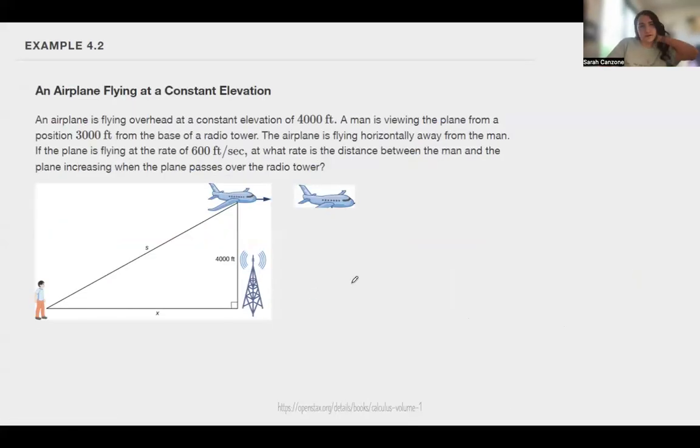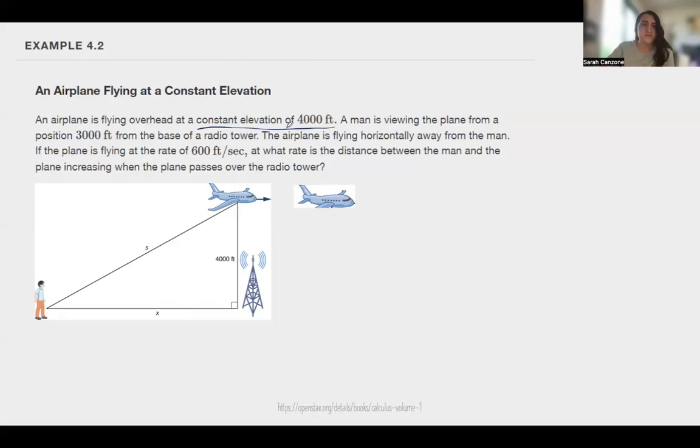All right, let's take a look at another example. We only have 3 examples for this section. So an airplane is flying overhead at a constant elevation of 4,000 feet. So I give you the drawings here. You would be expected to be able to produce the drawings on your own, given an assignment or an assessment. An airplane is flying at a constant elevation of 4,000 feet.